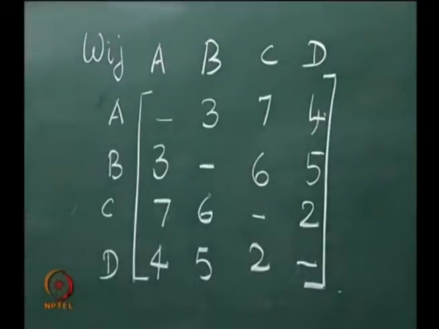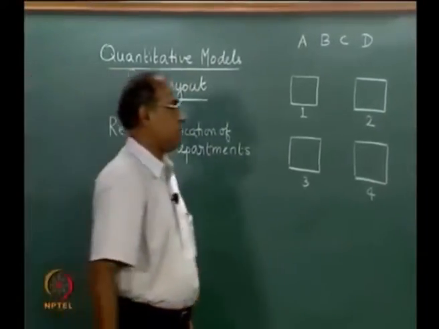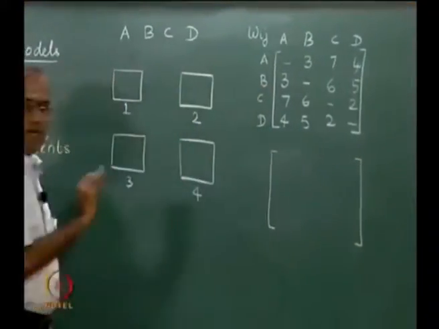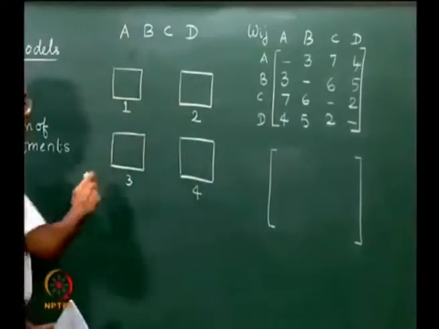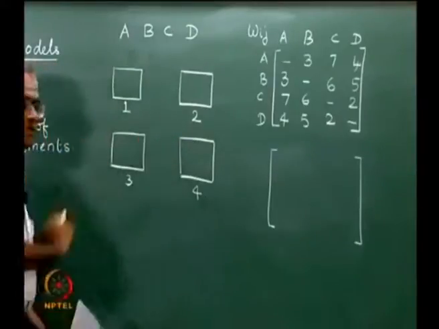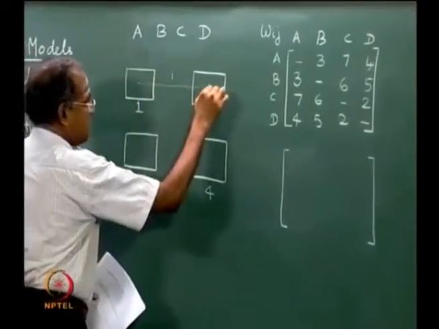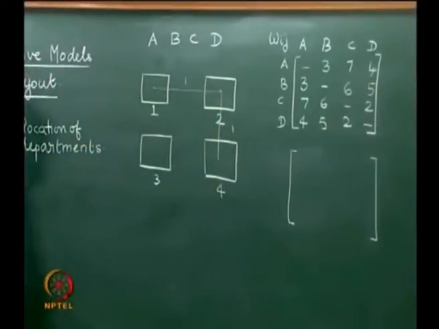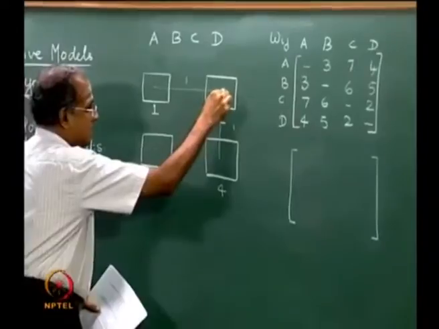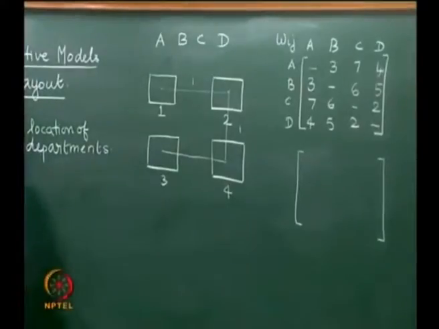We also create a distance matrix amongst these 4 sites, which we call 1, 2, 3, 4. Initially we assume that all these 4 are of the same size and all these 4 are placed equidistant from this point. Therefore, if this distance is treated as 1, this would also be 1, and for the distance between this and this, we do not take the Euclidean distance, we take the rectangular distance, and therefore the distance will be 1 plus 1, which is 2.